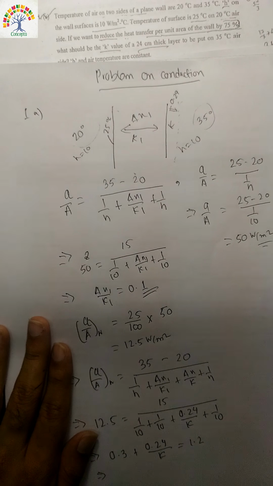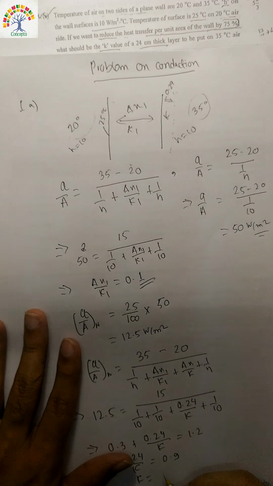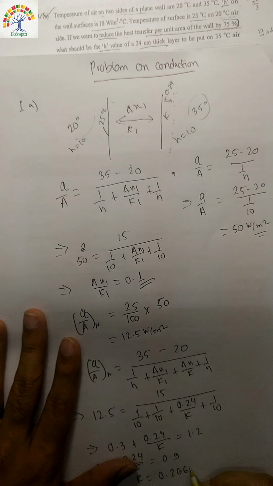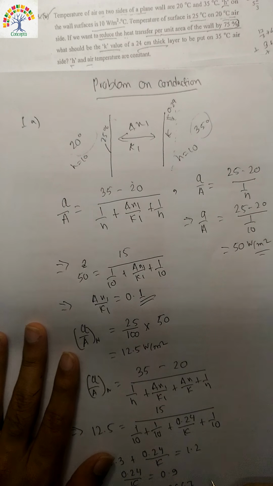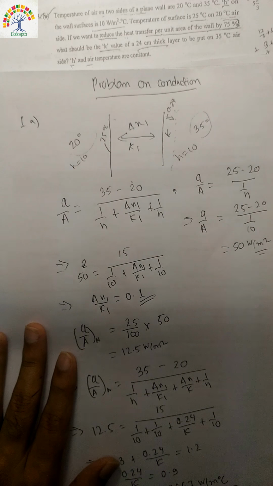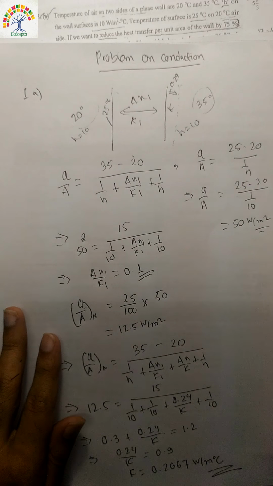1.2 and so the value of k will be 0.2667 watt per meter degree. So this is all. Thank you.